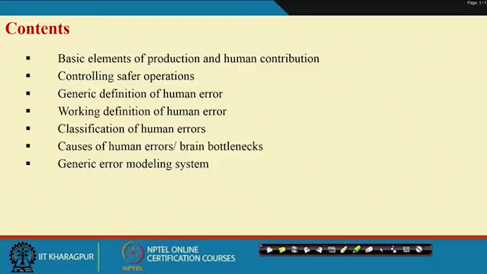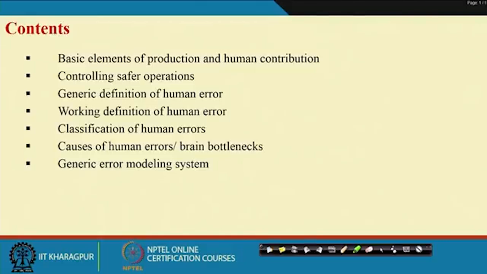We will start with basic elements of production system and then human contribution in production. Then if you want to make a production system safer, what are the controls that you should adopt? Then with these two important issues discussed, we will go for human error, and we start with a generic definition of human error. Then some working definition, then classification of human error, then we discuss the causes very broadly and some of the brain bottlenecks, finally the generic error modeling system.